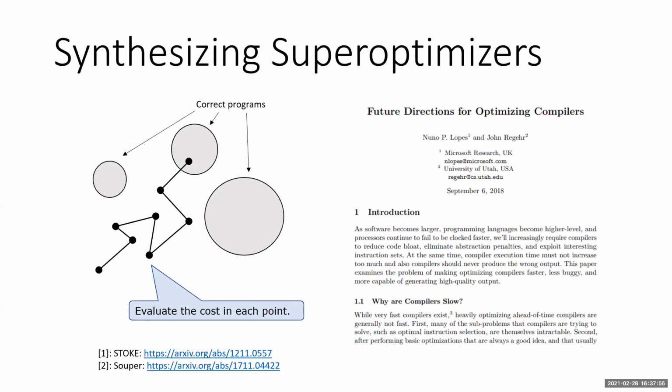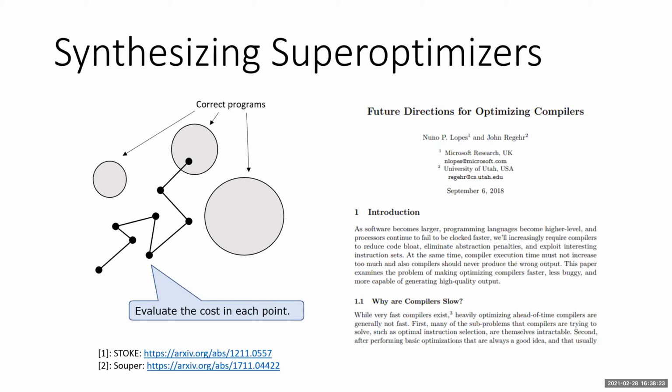And so the first area is synthesis and super optimizers. The paper that I show on the right, by Nuno Lopes and John Regehr, talks a lot about this concept. This is the search-based technique where you start from some program. It can be even an empty program. And then you perform some transformation to the code. It can be even a random transformation. And then you evaluate the cost after that.